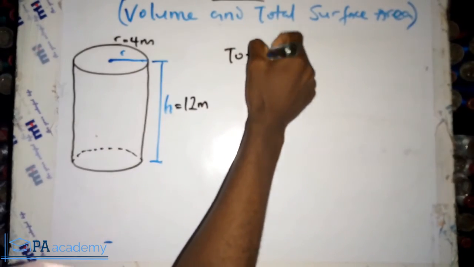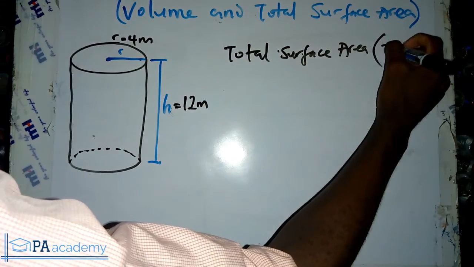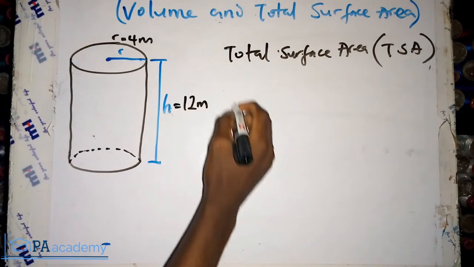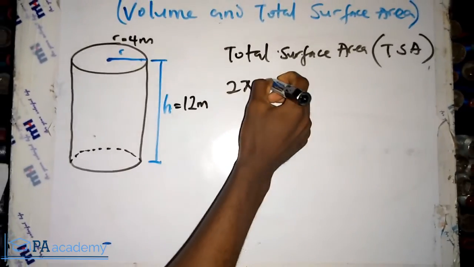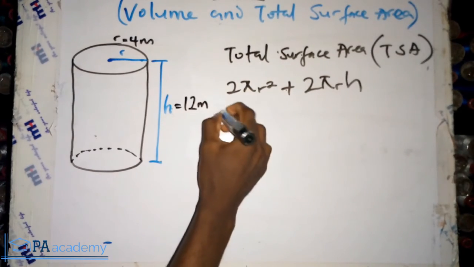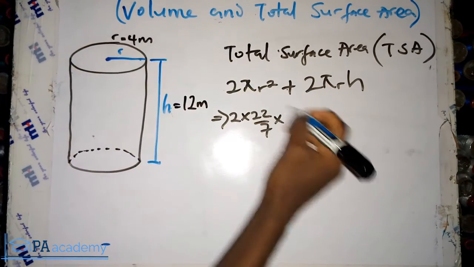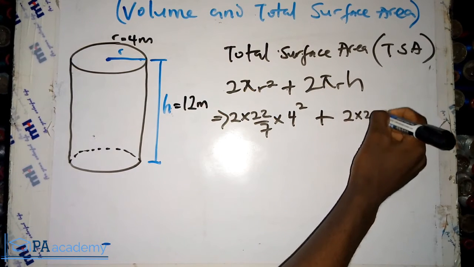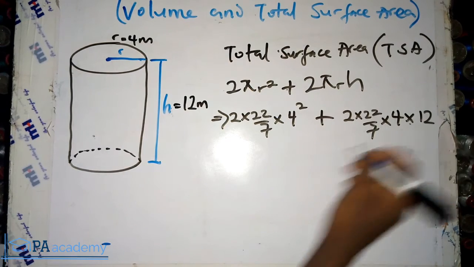So total surface area. You can also abbreviate it as TSA. That means total surface area, instead of writing it in full. So the formula again is 2 pi r square plus 2 pi r h. So let's put in our values. That will be 2 times 22/7 times our radius, which is 4, squared, plus 2 times 22/7 times our radius 4, and then the height is 12.